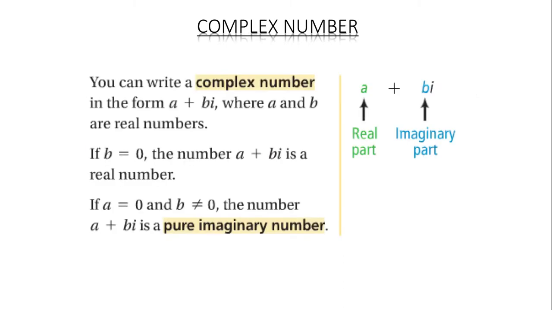And we talked in the last video about the complex numbers and how i now represents square root of -1. So here's another concept of complex numbers. You can write a complex number in the form of a plus bi, where a and b are real numbers. If b equals 0, then the number a plus bi is real. Again, if b ends up being 0, b times i goes away, and then it's just a real part. If a equals 0 and b doesn't equal 0, then it's just a pure imaginary number. So if a goes away and all we have is b and i, then it's a pure imaginary number.